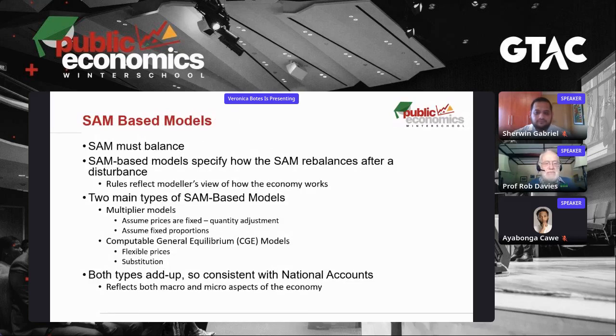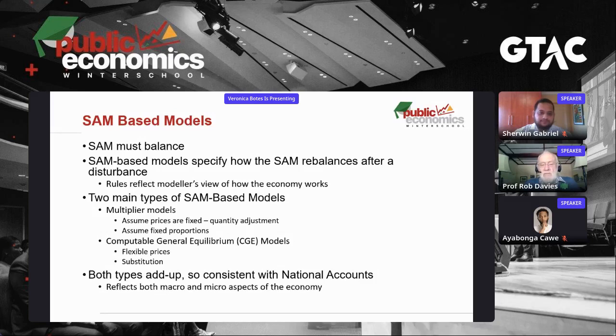As I've said, the SAM must balance. And one way to think of the sorts of models we build on top of SAMs is that the models are specifying the rules by which the SAM rebalances after there's been a disturbance. How does it get that if I have to pay more taxes as a household, and I pay those taxes, then obviously if my income hasn't risen, I've got to make some other adjustments. I've got to reduce my consumption or reduce my savings or get some transfers or borrow or whatever.